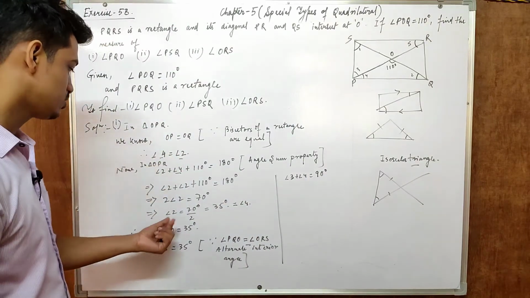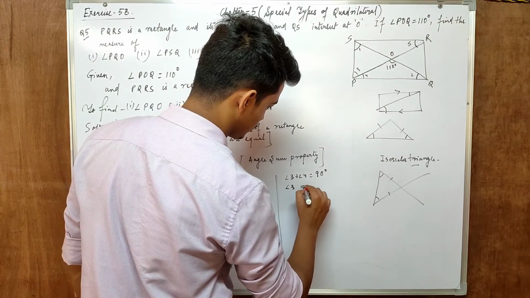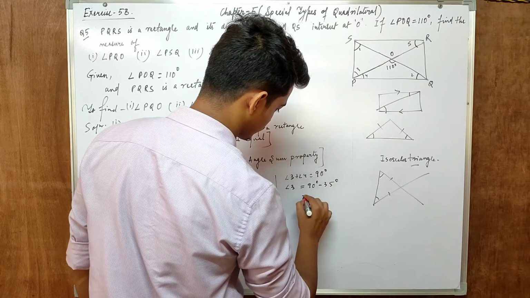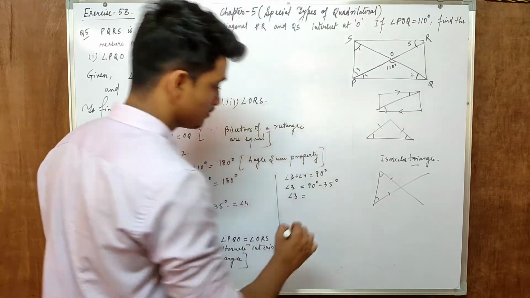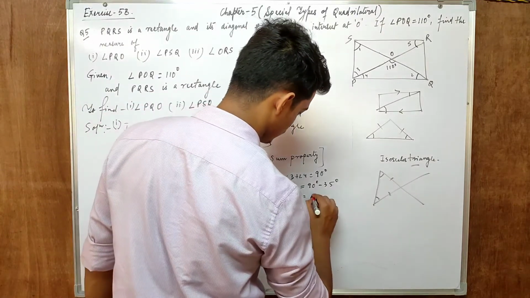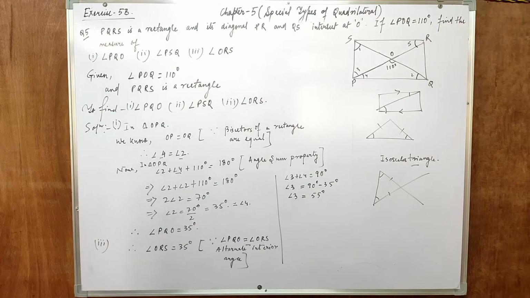So what is the value of angle 2? Angle 2 is 35, so angle 4 is also 35. So angle 3 is nothing but 90 degree minus 35, which will become how much? It will become 55 degree. So angle 3 is 55 degree.